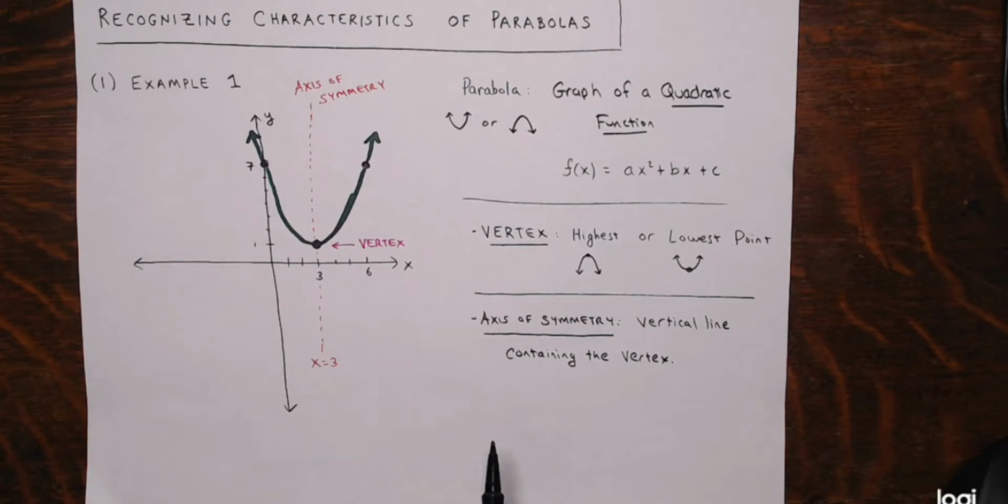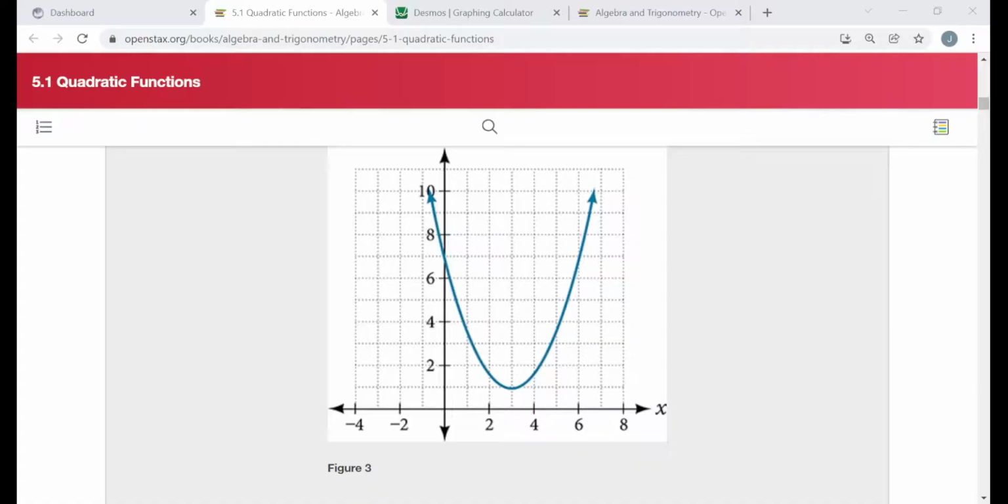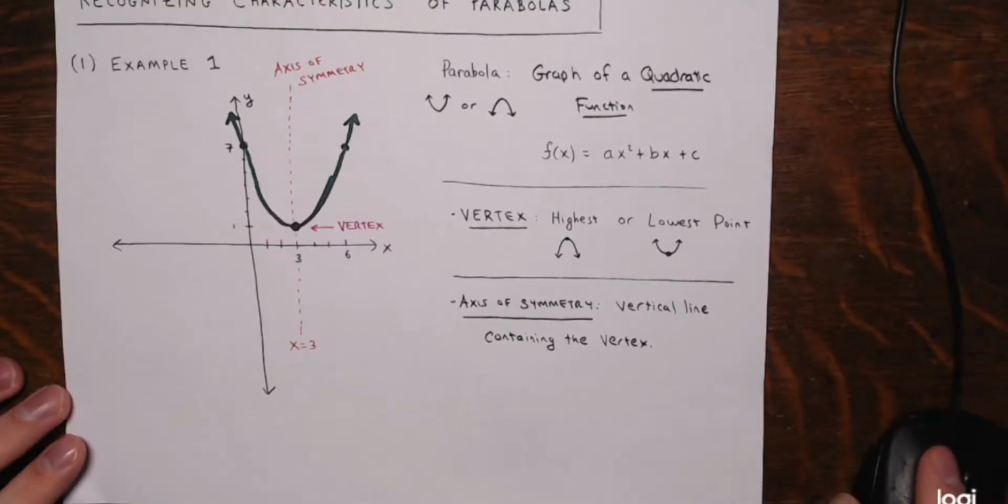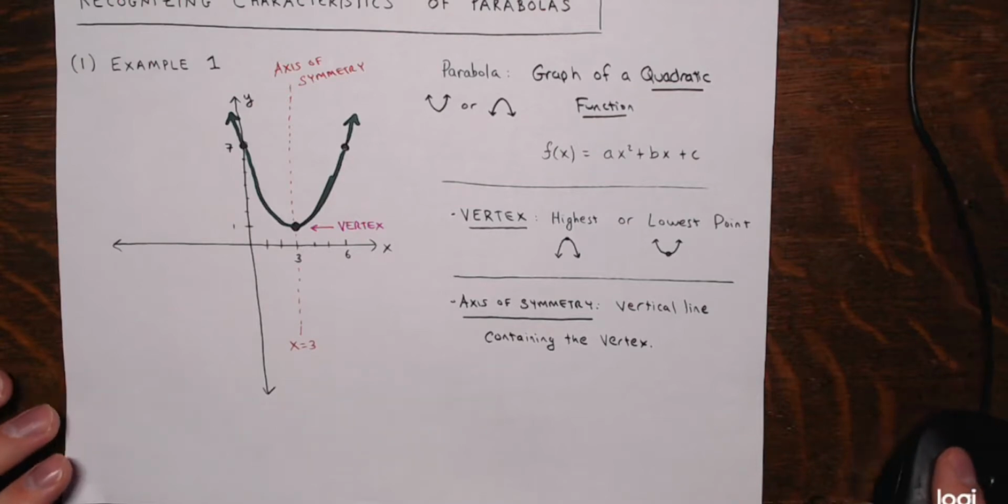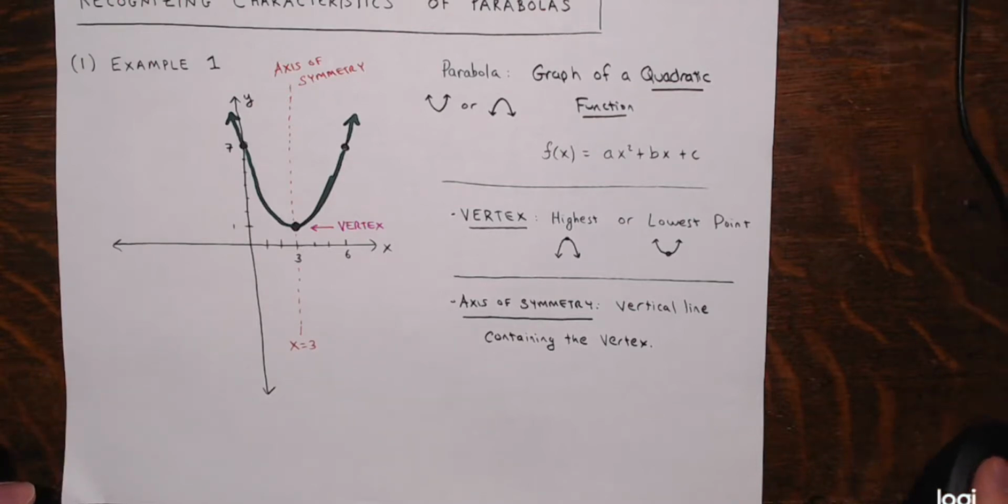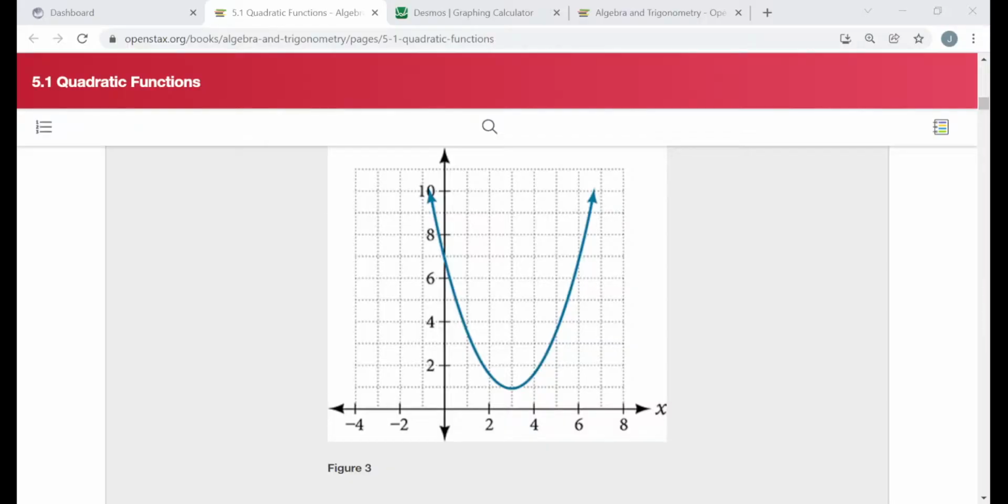Hopefully you can see the symmetry. It's probably better back on the website. You can see the symmetry at x equals 3: if you were to fold the graph along the vertical line x equals 3, the right half and left half would meet up. Or you can think of it this way as well. Oops, sorry, let me go back here. Check it out.